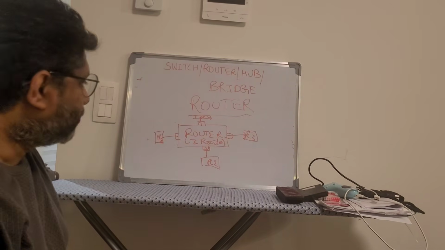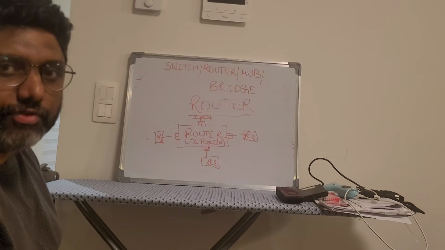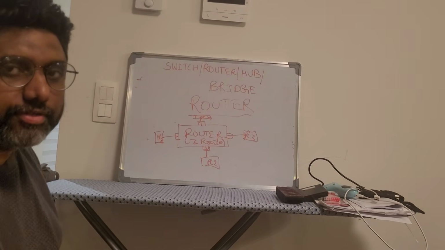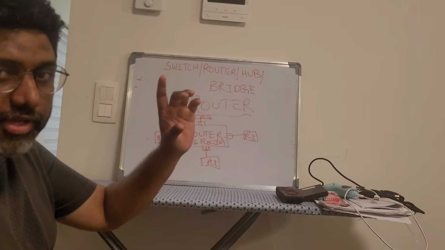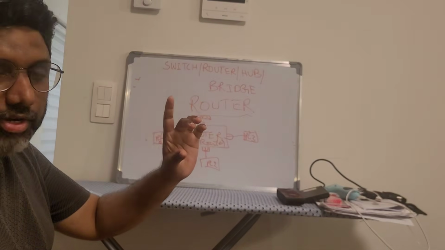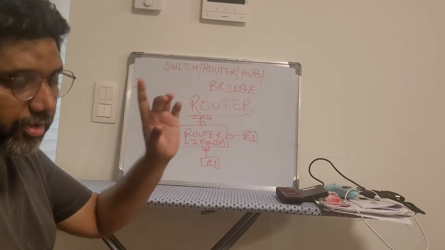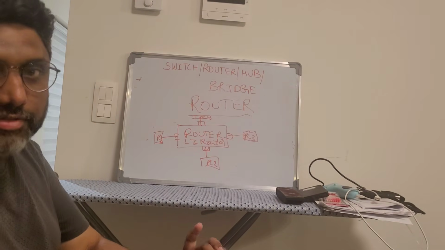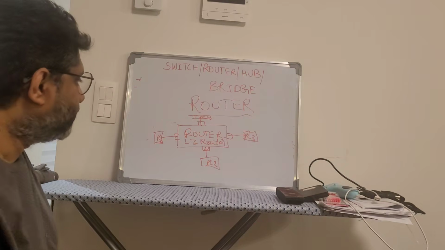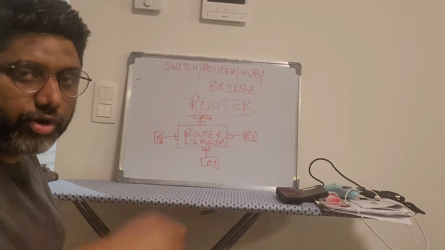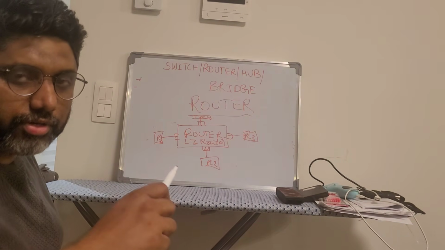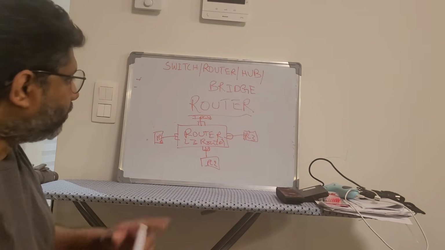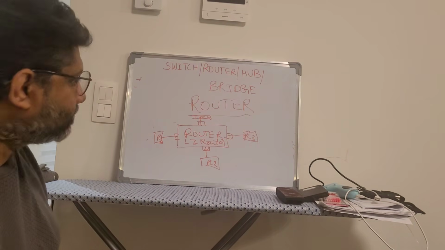Okay, so everybody should be familiar with the OSI model. The OSI model has 7 layers, TCP/IP has 4 layers: application layer, transport layer, network layer, and MAC layer. So the most important 4 layers are application, transport, network, and MAC layer. Now the router will be operating at the network layer.